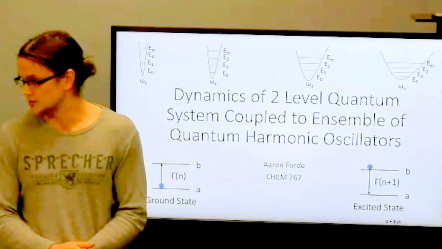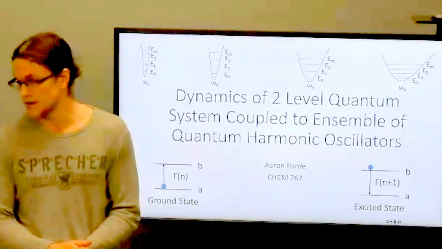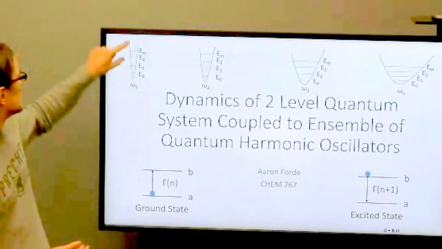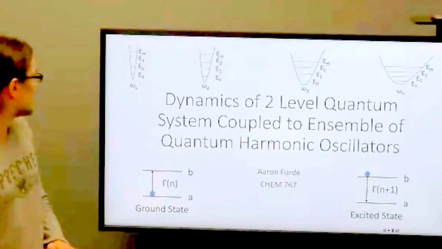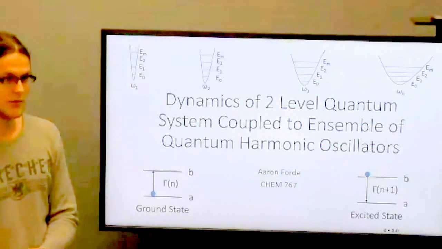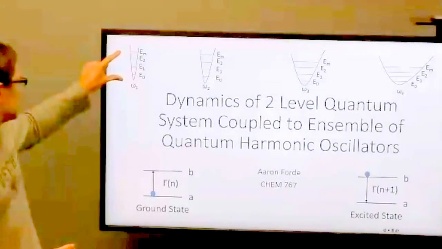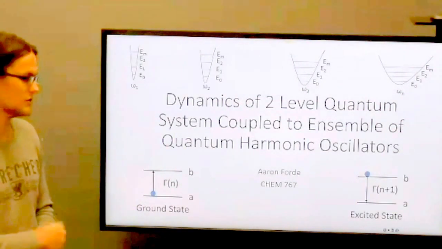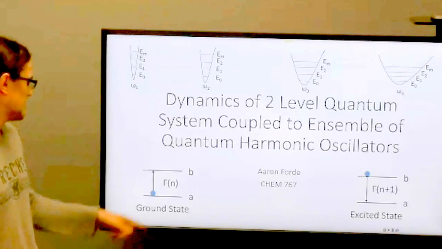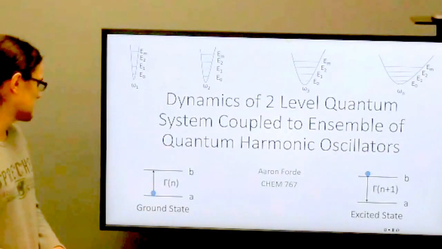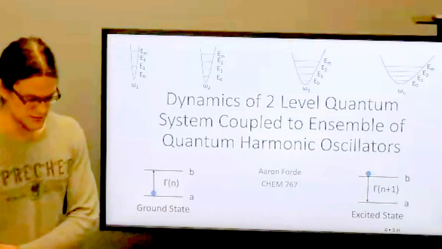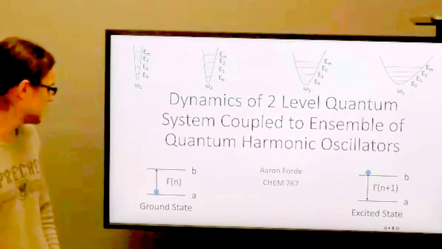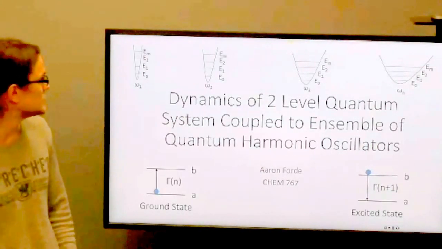So, my intro slide, dynamics. We have a 2-level quantum system coupled to an ensemble of quantum harmonic oscillators. On the top of the screen we have N harmonic oscillators, which I tried to approximate as parabolas, that all have energy populations that can be occupied. And then we couple this ensemble to a 2-level state where state A is the ground state and B is the excited state, and gamma represents the transition between those states. N represents the phonon modes, the average number of quanta from the phonon modes, which we'll see at the end of the presentation.